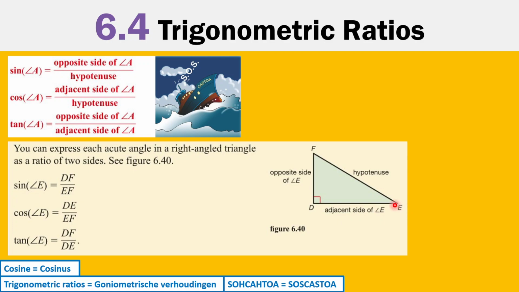Then the cosine is the adjacent DE divided by the hypotenuse, EF, it's given right here. And the tangent, the first one that we practice with, is the opposite divided by the adjacent, so DF divided by DE. And again, you can use the abbreviations here. If you say the sine of angle E, then say SOH or SOS, opposite divided by hypotenuse. Or you can say overstaand gedeeld door schuin, SOS. Okay?